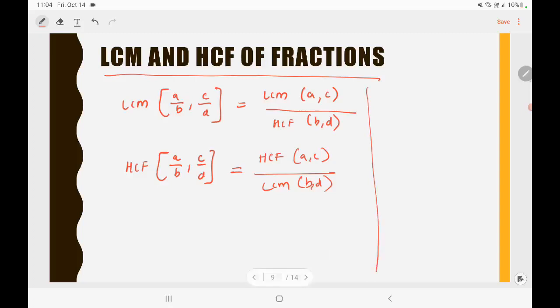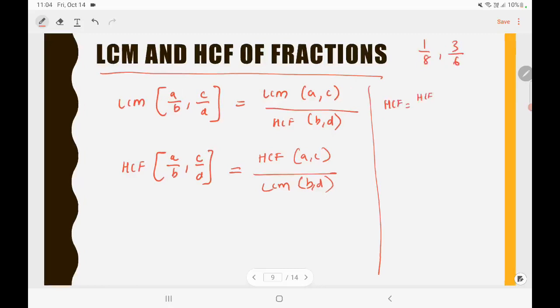So let's take an example. If you want to find out the LCM and HCF of two fractions, 1 by 8 and 3 by 6. So HCF is equal to, HCF will come in the numerator, right? So HCF of 1, 3 divided by LCM of 8, 6. So HCF of 1, 3 is 1, because common factors of 1 and 3, the only common factor is 1. So HCF will be 1.